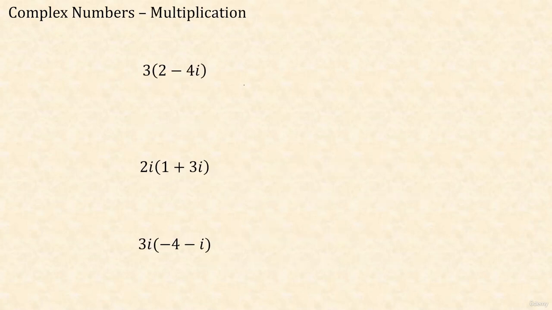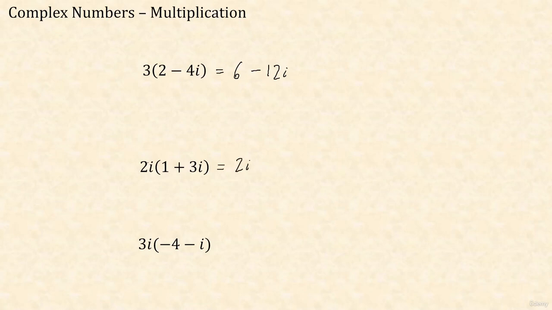How about multiplication? Well, we've got a few things we need to be able to do. We need to expand brackets, and that happens in exactly the way you would expect. 3 times 2 is 6. 3 times negative 4i is negative 12i. In fact, we've already seen that in action on the last page. We can expand brackets when we've got i on the outside. So 2i times 1 is just 2i.